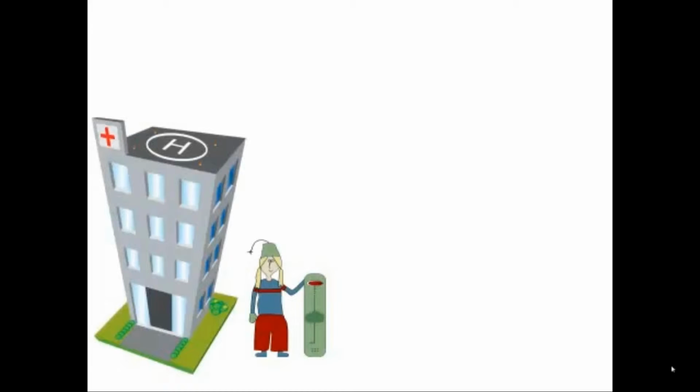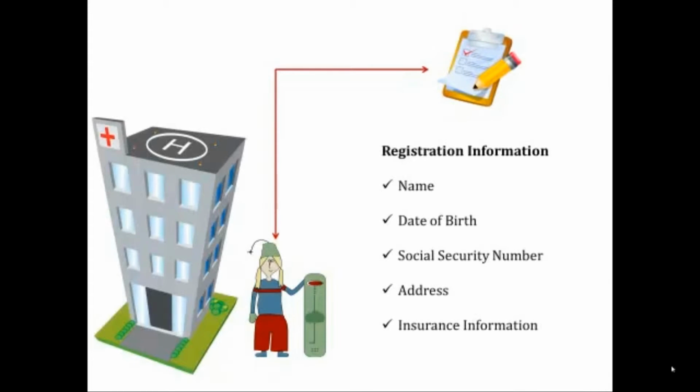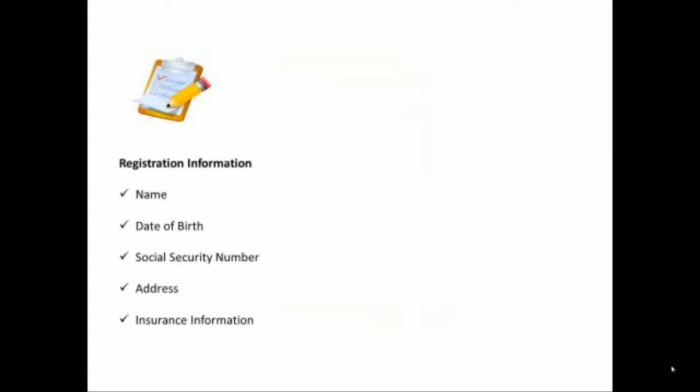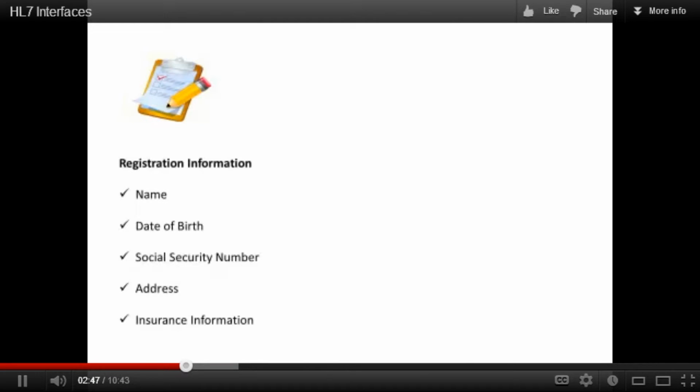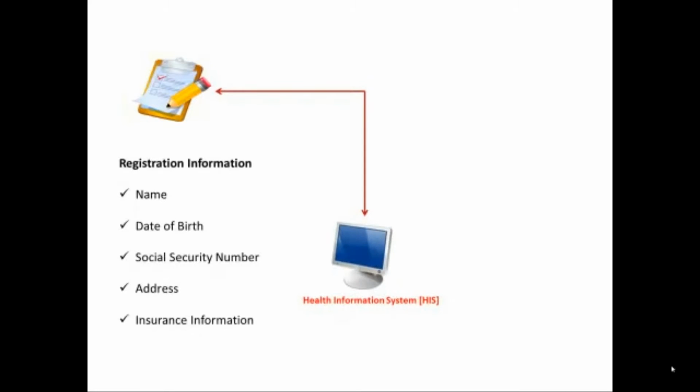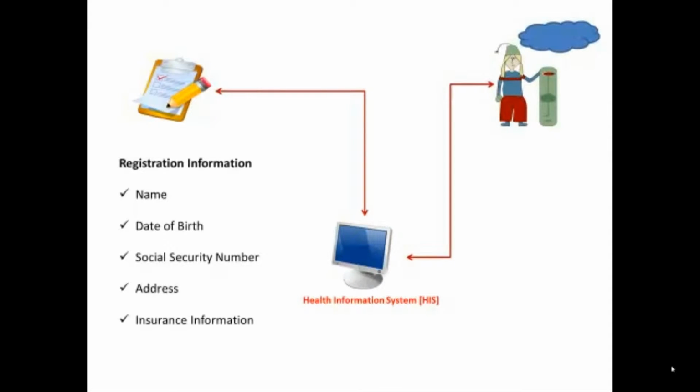When she arrives at the hospital, she is asked to fill out paperwork for registration purposes, with information such as her name, date of birth, and all of her medical insurance details. This information is gathered by a registrar, and it is keyed into the hospital's health information system, which in turn creates a patient record and issues an identifier, such as an account number or medical record number. This is placed on a patient's ID bracelet and given to the patient for identification purposes while the patient is in the facility.